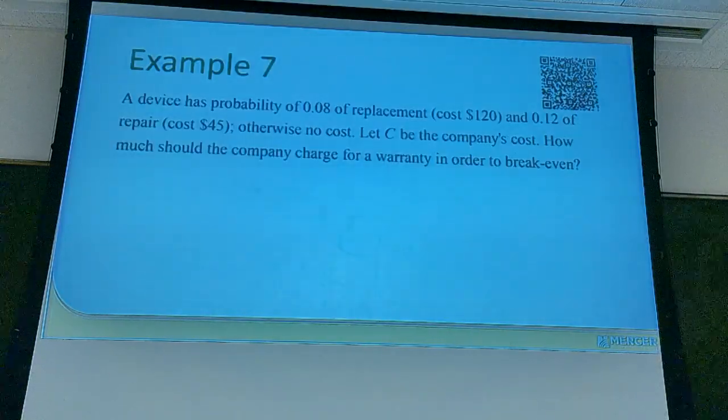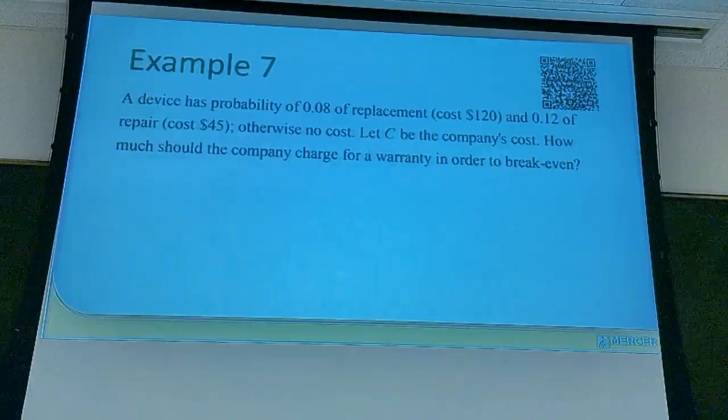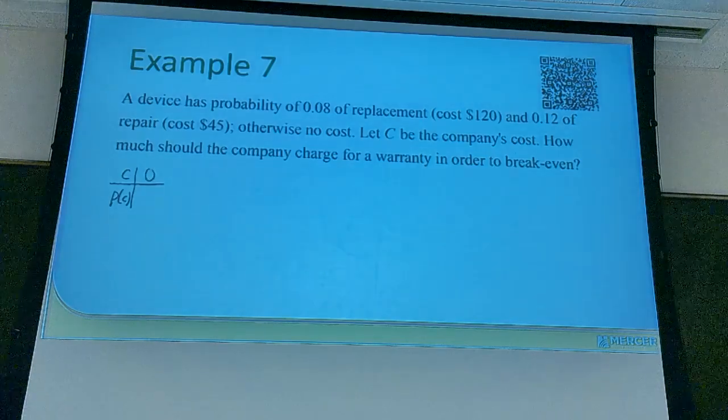Device has probability of 0.08 of replacement, which costs $120, and 0.12 of repair, which costs $45. Otherwise, no cost. Let C be the company's cost. How much should the company charge for a warranty in order to break even? Right, so C is company's cost. Right, $0 with a probability of what? 0.80.